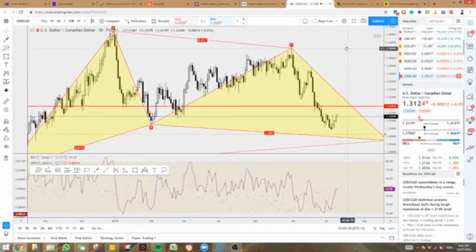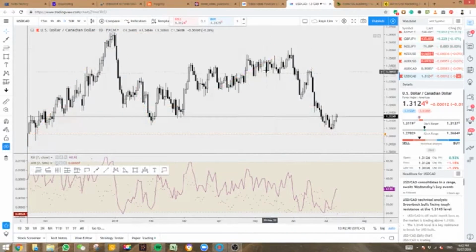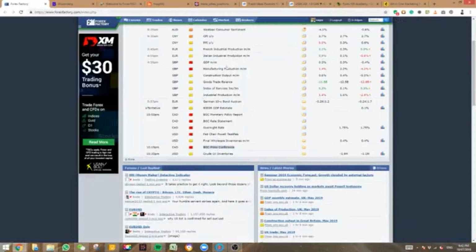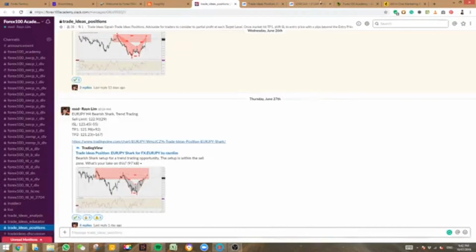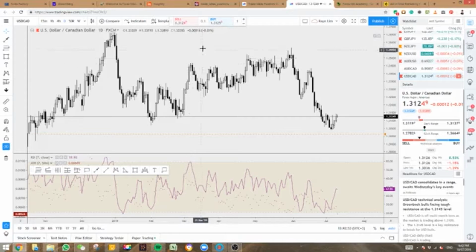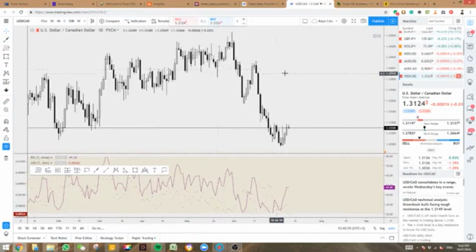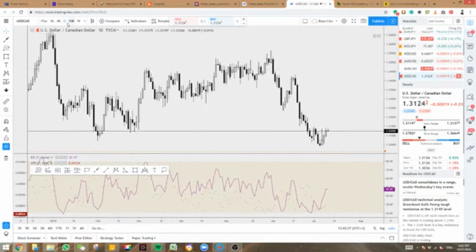Alright, dollar cat on the daily chart, we can see a lot of jaggering movement. There will be some spikes that I believe will happen today because of the BOC, Bank of Canada movement over here. Okay, to the 4 hour chart.